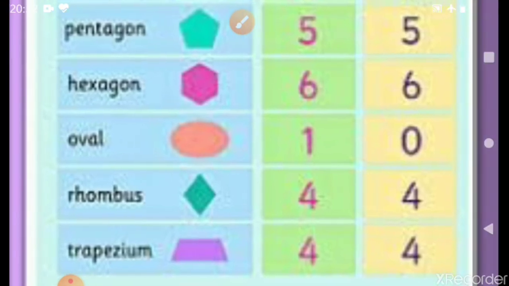Pentagon has 5 sides. So there are 5 points also, because 2 lines meet at one point. So since there are 5 sides, there has to be 5 points. Similarly, in a hexagon, there are 6 sides. So there are 6 points.